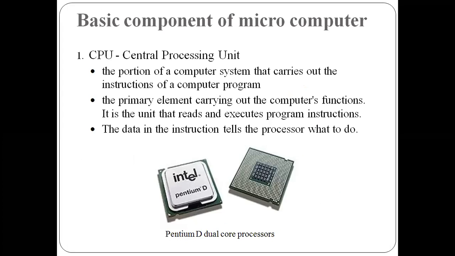The basic components of a microcomputer also comprise a CPU, that is the central processing unit, which is the portion of a computer system that carries out the instructions of a computer program, the primary element carrying out the computer's functions. It is the unit that reads and executes program instructions. The data in the instruction tells the processor what to do. You can see the pictorial representation of Pentium D dual core processors.